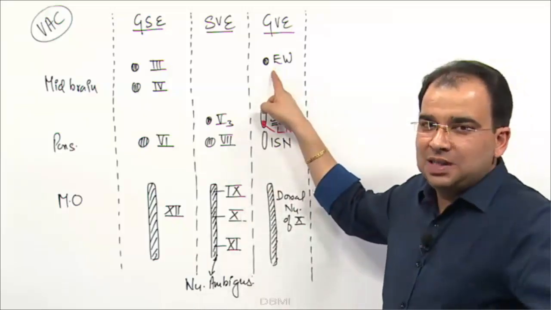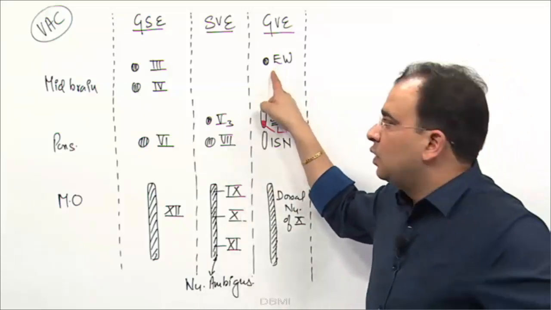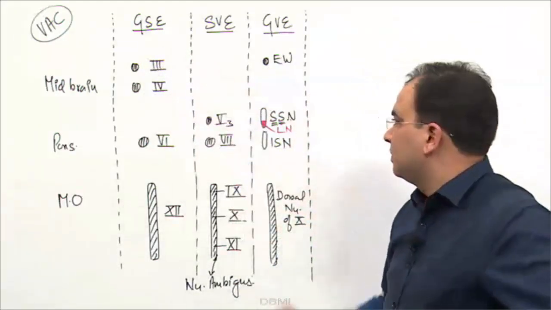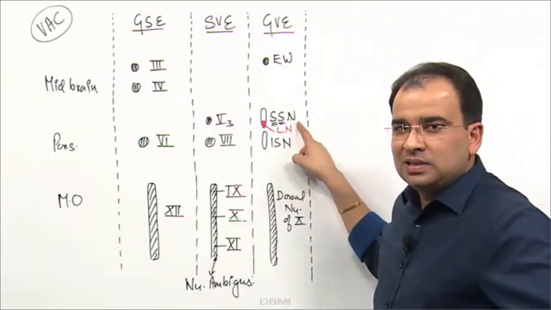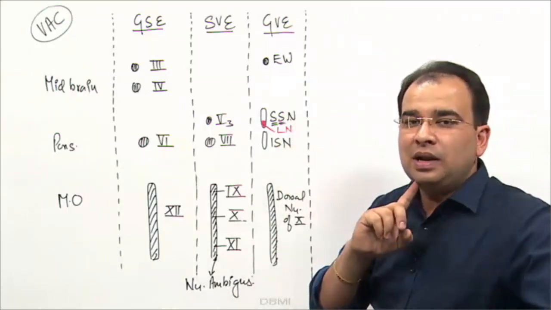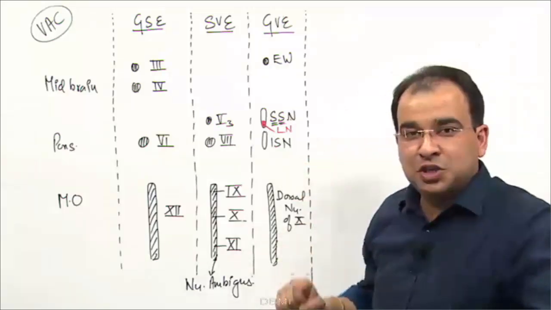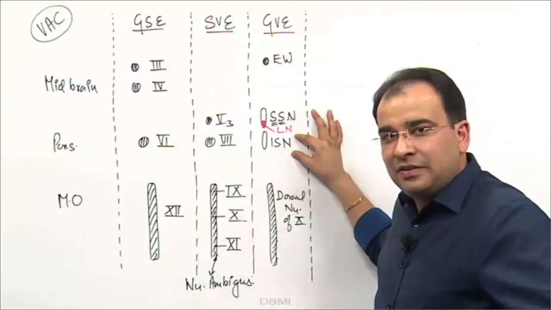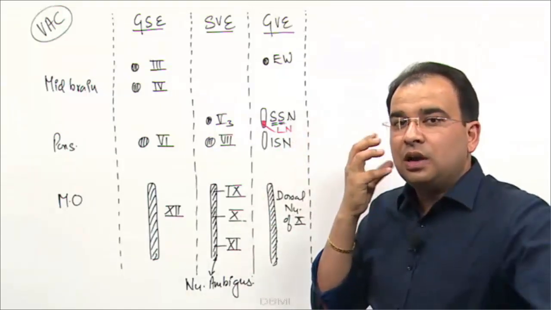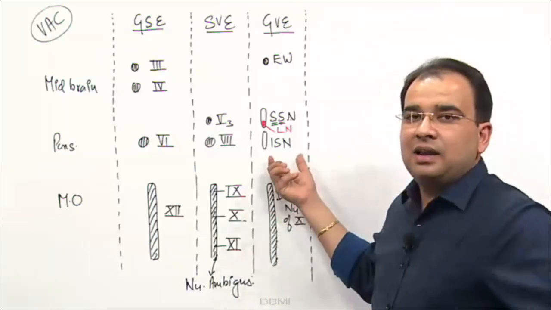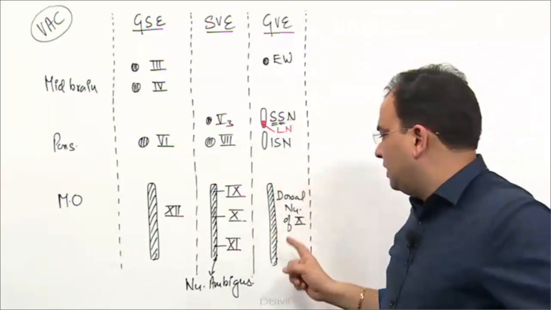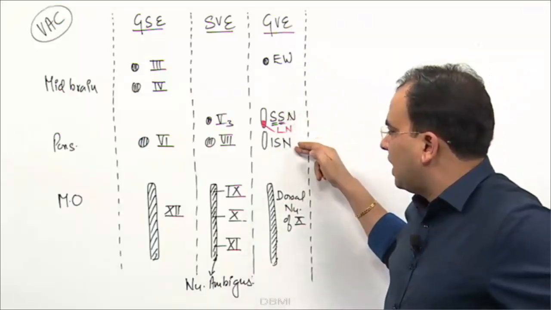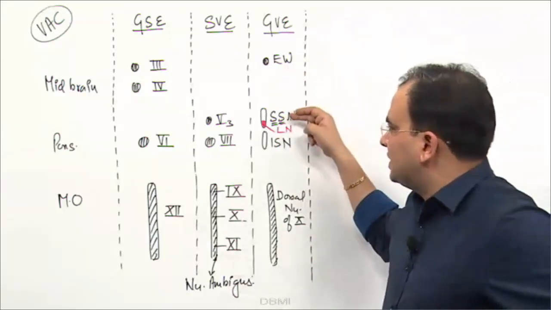Edinger-Westphal will reach its destination, that is sphincter pupillae and ciliaris, via which nerve? Third nerve. So the third nerve becomes what? Parasympathetic nerve. Superior salivatory nucleus supplies the submandibular, sublingual and lacrimal gland using what nerve? Facial nerve. So the facial nerve becomes parasympathetic. Inferior salivatory nucleus supplies the parotid gland using the glossopharyngeal nerve, which again is a parasympathetic nerve, and needless to say this is nothing but the vagus nerve here. 3, 7, 9 and 10.